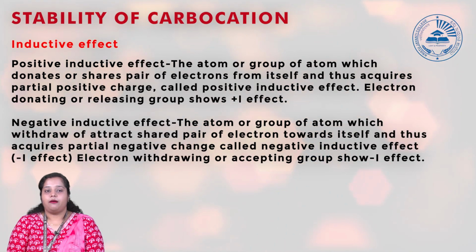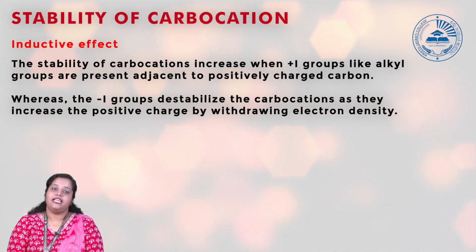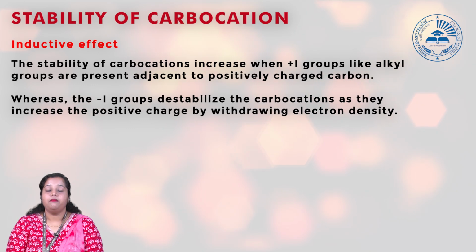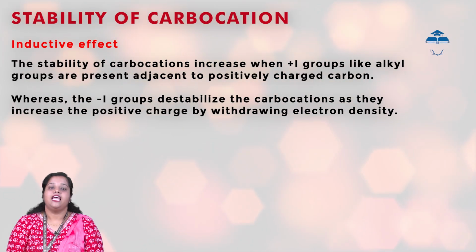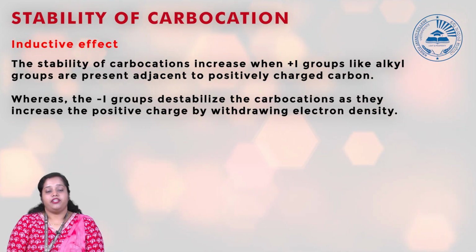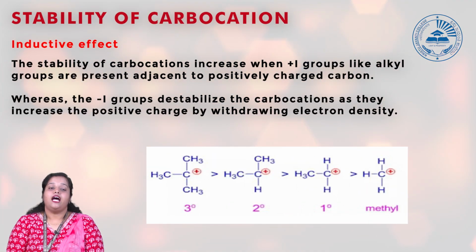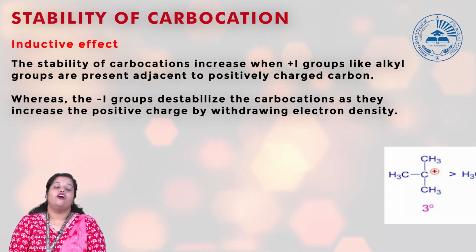Now, the stability of carbocations increases when plus I groups like alkyl groups are present adjacent to the positively charged carbon atom, whereas if minus I groups are present, they destabilize the carbocation as they increase the positive charge by withdrawing electron density. Here we have an example where you can see a decreasing order of stability of carbocations. Next, talking of resonance effect.